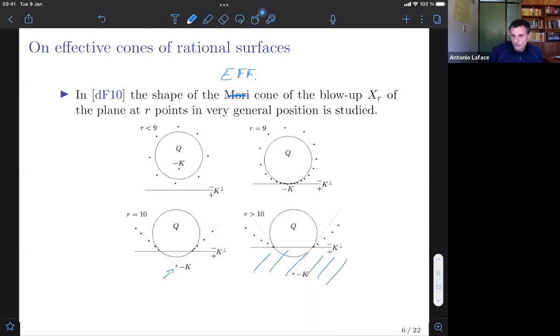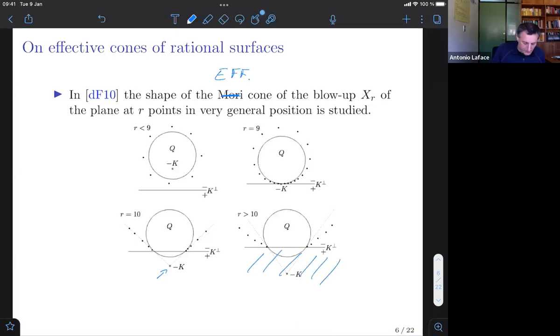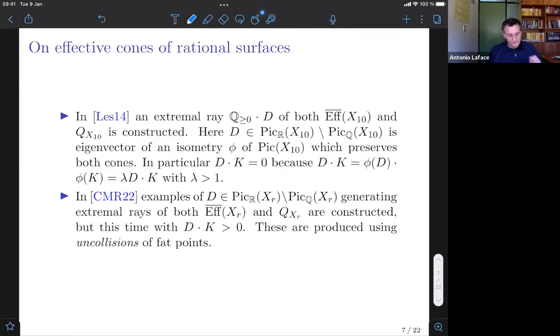So there are 2 works which need to be cited about this. First of all, Lesutre in 2014 provided an example of an extreme ray of the pseudo-effective cone of X10, which is non-rational. So the coordinates of this divisor are in R and not in Q. This is obtained as an eigenvector of an isometry phi of the Picard lattice.